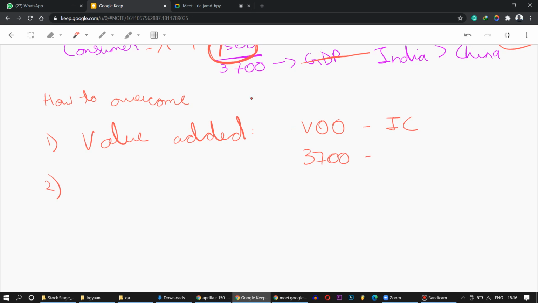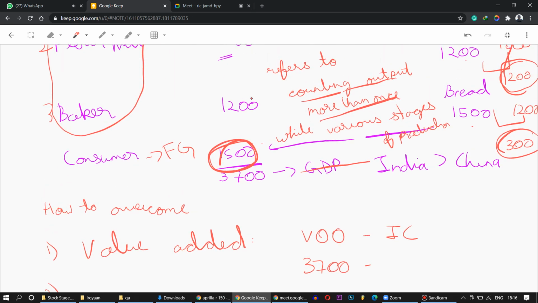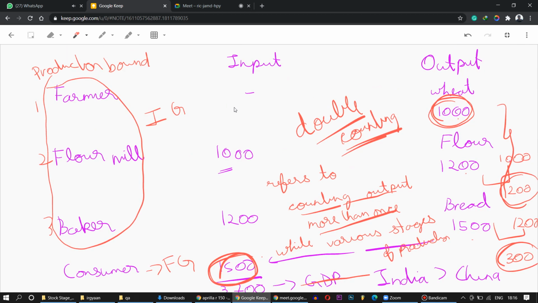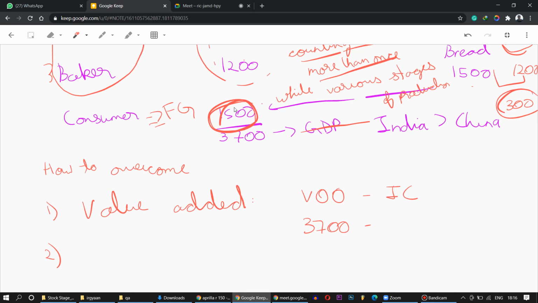What is our intermediate good? 1000. Wait, go up. 1000 and 1200. This one is being sold, so this won't be directly intermediate. Up to these two, this is our intermediate good, 1000 and 1200. So 2200, and that will be 1500, and that is our final good. This is one way to do it.